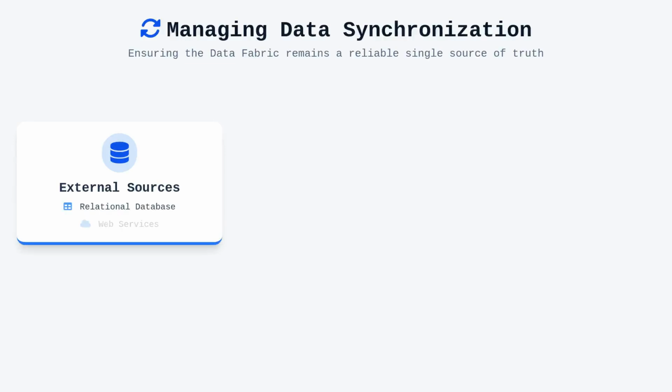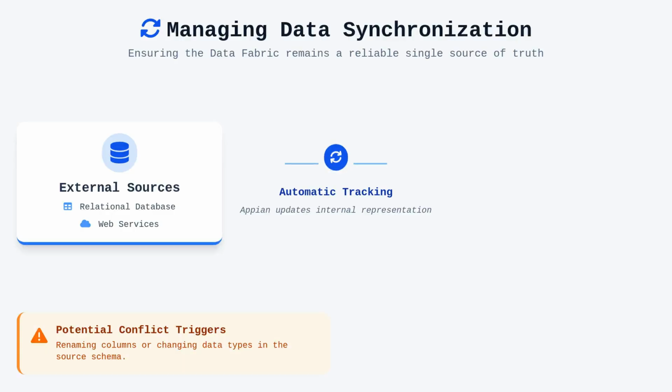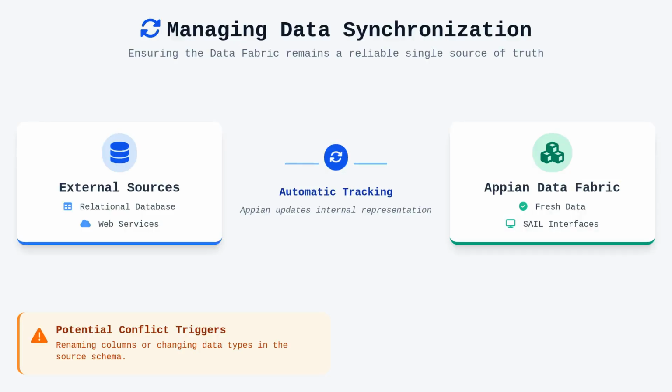To enable and maintain this sync, you need to be aware of the source changes and potential synchronization errors. When you toggle the sync feature on a record type, Appian begins to track the data from your source, whether that is a relational database table or a web service, and updates its internal representation automatically. However, schema changes at the source, such as renaming columns or changing data types, can trigger synchronization errors that you must address to keep the data fresh. If the sync fails, you are provided with logs that help identify exactly where the ingestion process encountered a conflict.